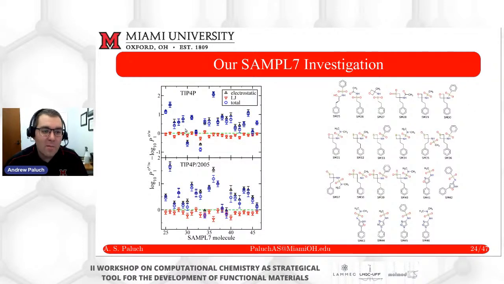So the major effect is due to electrostatic interactions. The black triangles correspond to electrostatic interactions, which for the most part you can't see, because my total difference is overlapping with that electrostatic contribution.